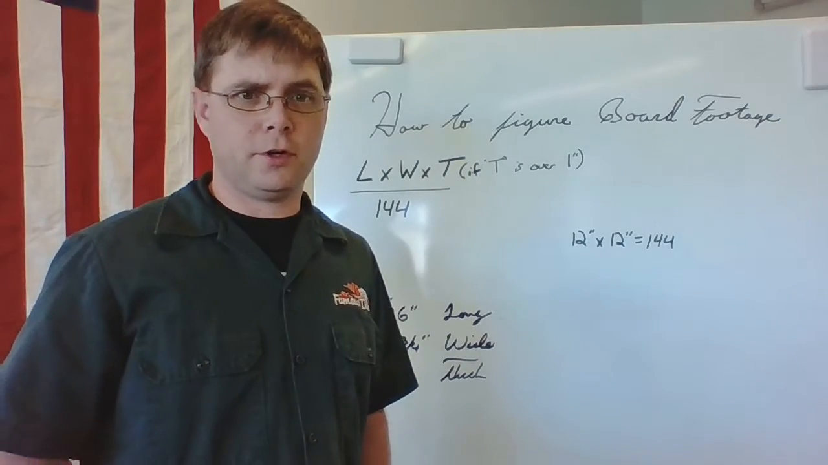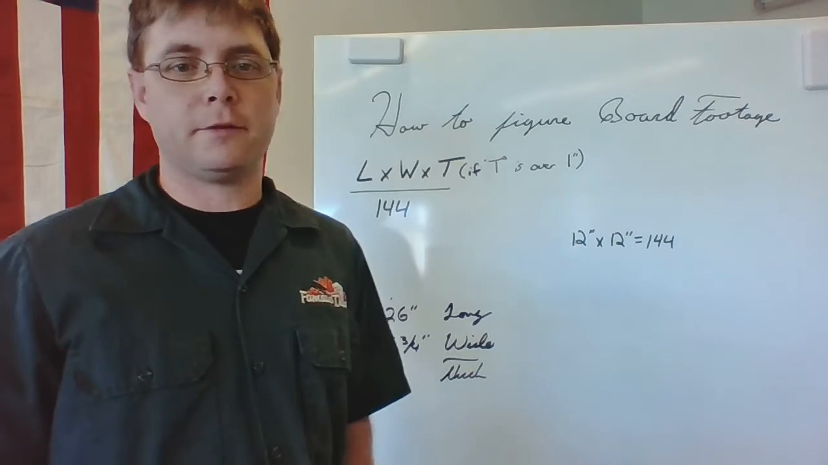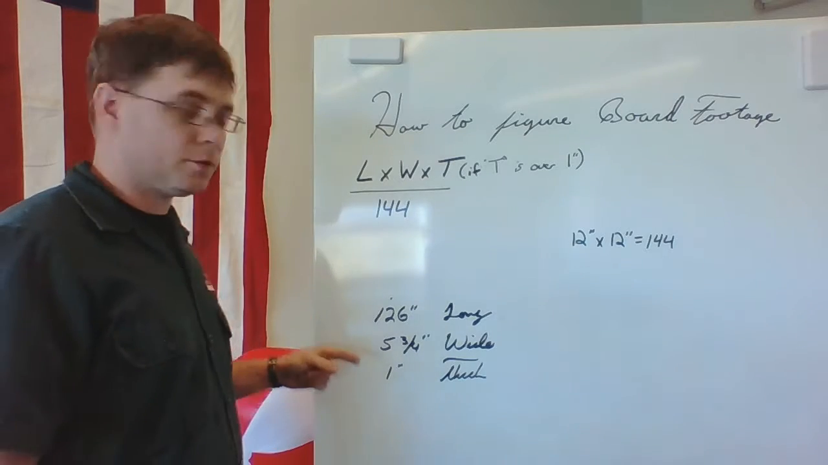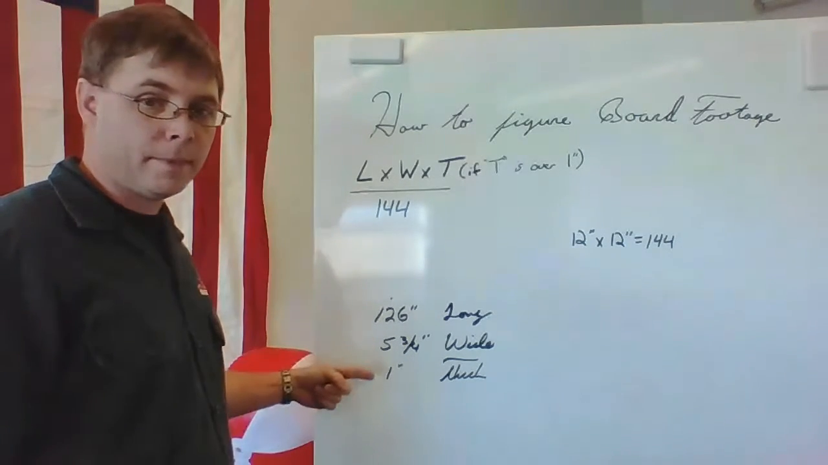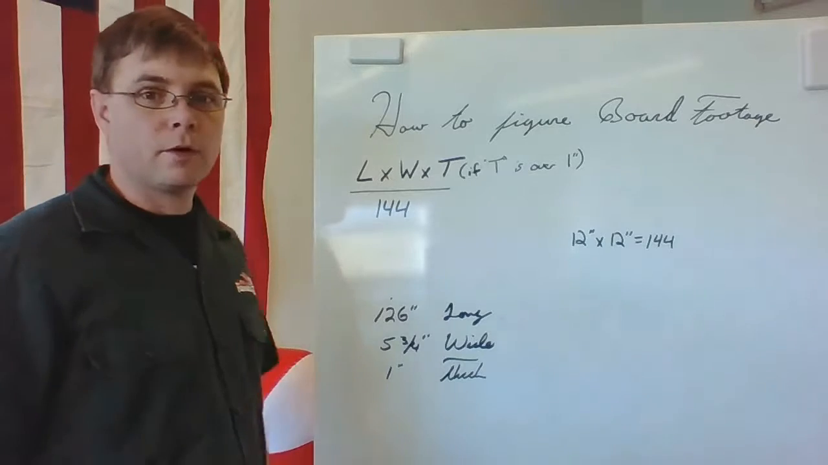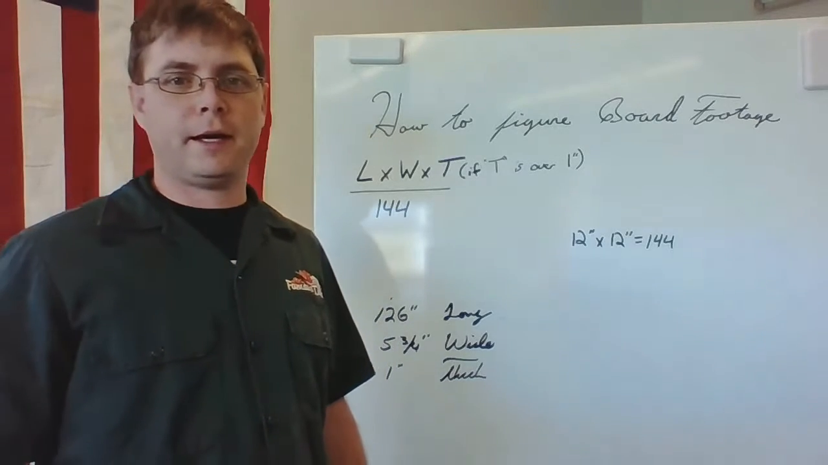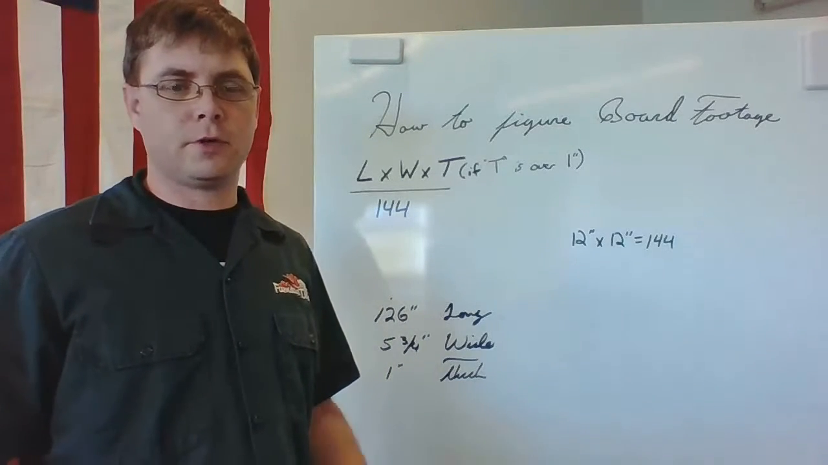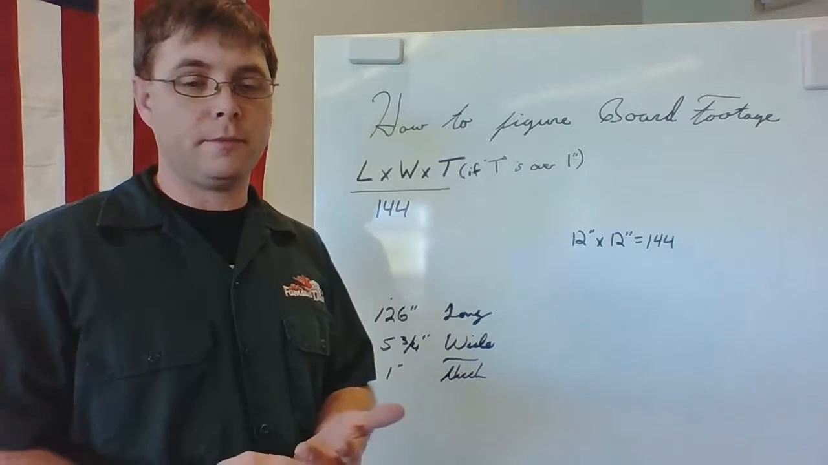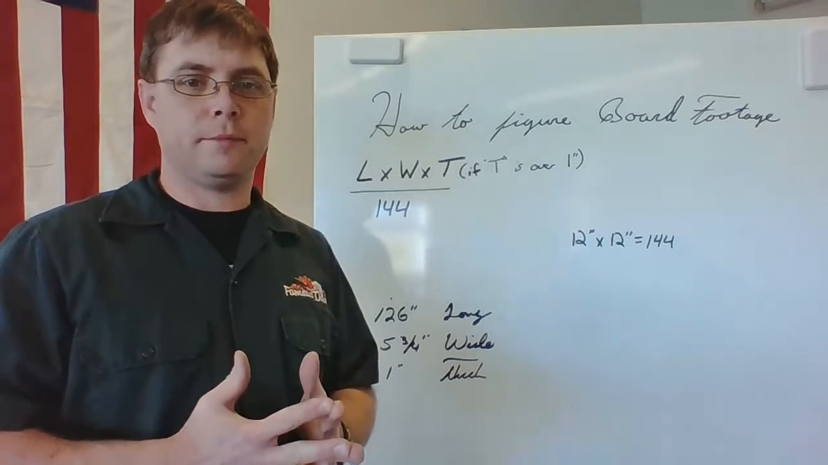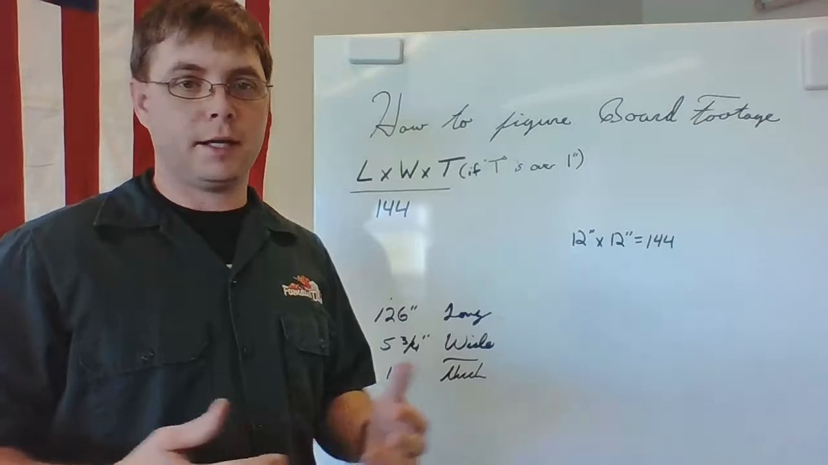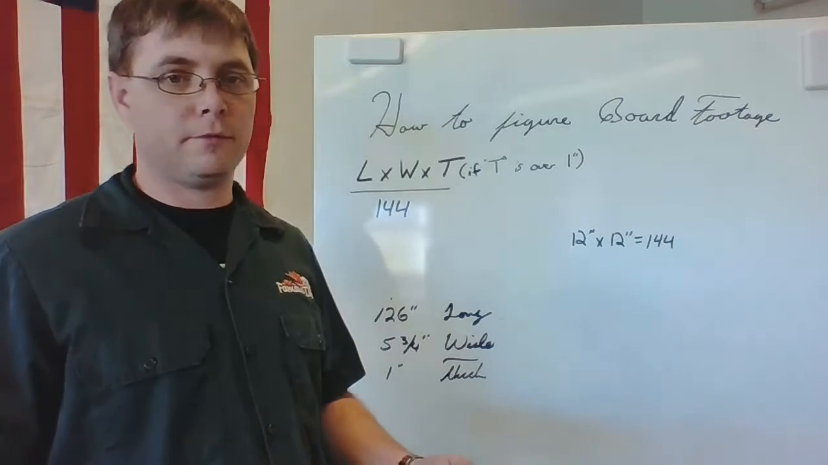All right, so as you saw while Cooper and I were out on site, we measured the board and it came up to 126 inches long, 5 3/4 inches wide, and 1 inch thick. What I want to go over with you is how to figure the board footage, or how to calculate it out. Because when you go to the lumber yard or the wood store, you buy wood by the board foot, not by the individual piece.